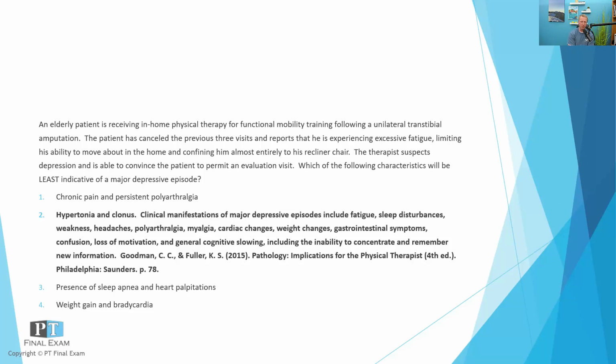So hypertonia and clonus, this would be a sign of some type of upper motor neuron disorder. So usually we're talking about a stroke or a traumatic brain injury, something where you have the upper motor neurons disturbed. That creates the hypertonia and clonus. This is the least likely thing to occur in the case of a major depressive episode.